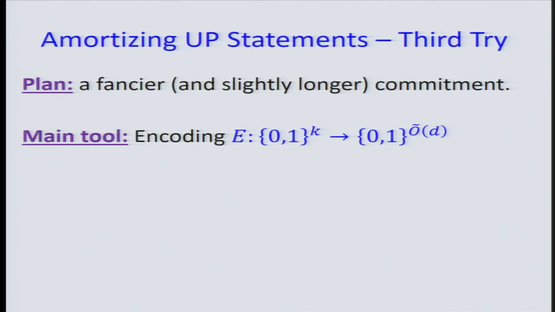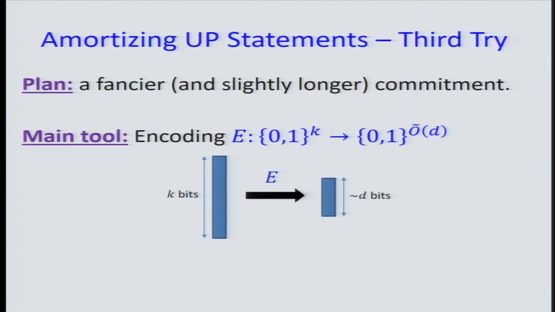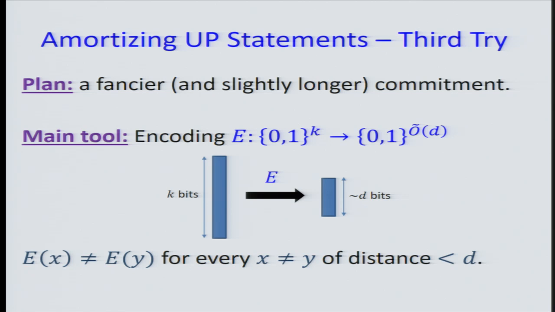And the technical tool that we use to do that is an encoding, E, which takes something that looks like a column from the previous slide and shrinks it up into just D bits. Think of D either as square root of K or even smaller, polylog K. We're going to play with it. But D is much smaller than K, so this encoding is shrinking. And it has the following property. For every 2 inputs that are not the same but are at distance D, the encoded values are different.